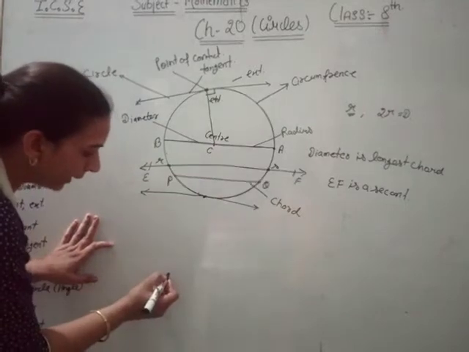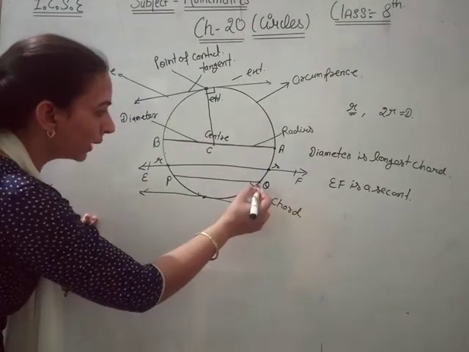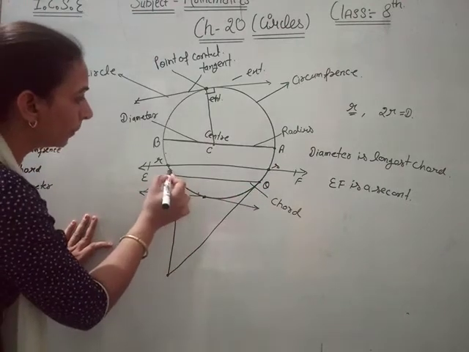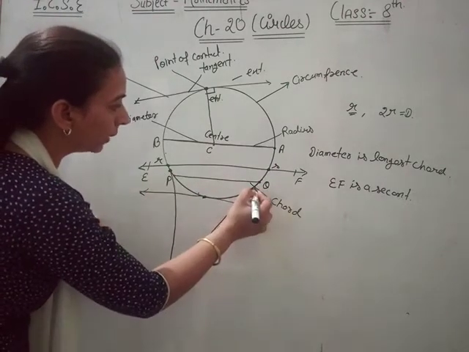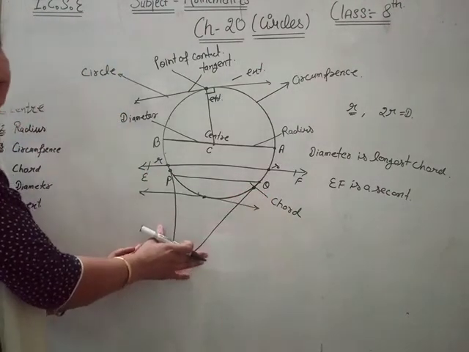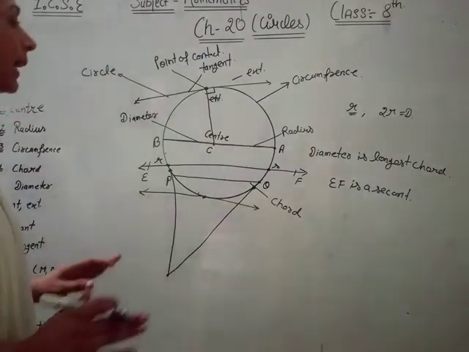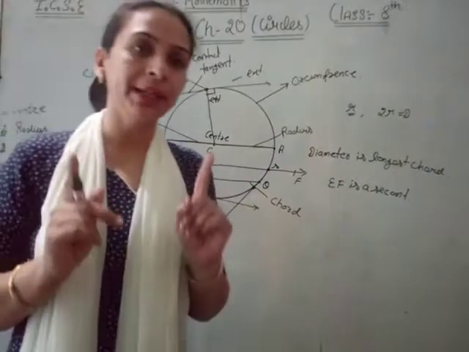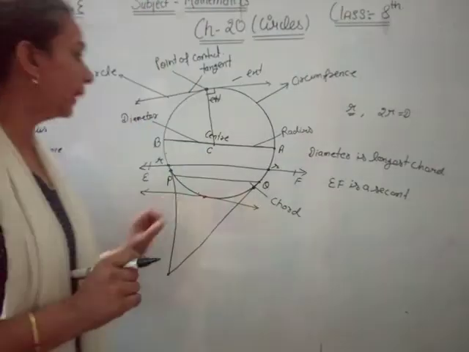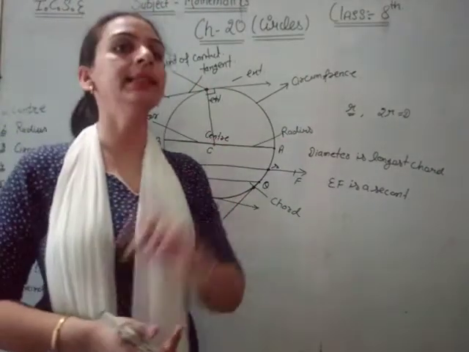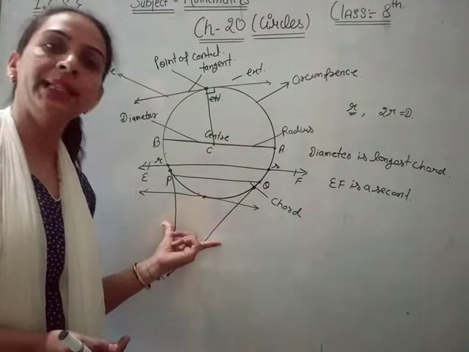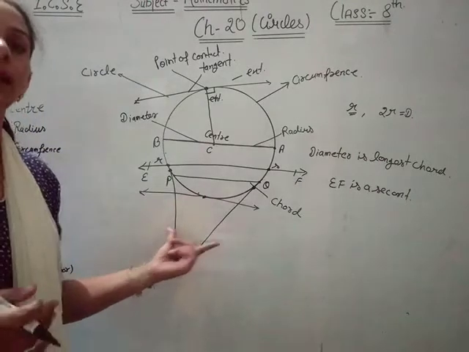If a point is outside the circle, then there are two tangents to the circle, this and this. This is a point of contact, and this is also a point of contact. These two tangents are equal in length. Again I repeat, if a point is inside the circle, then there is no tangent. If a point is on the circumference of the circle, then there is one tangent. If a point is outside, then there are two tangents, and both tangents are equal in length.